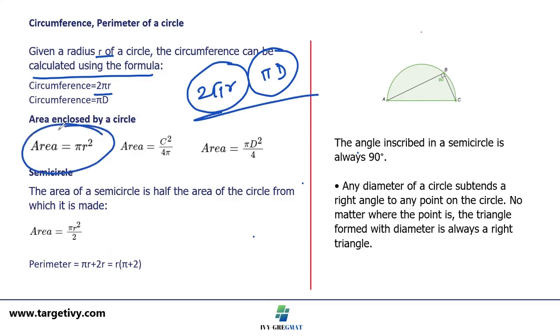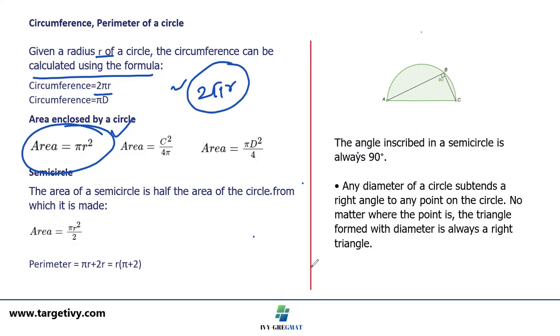Area of a circle, pi r square. You may not remember them, keep them in mind. Or this much only will do. You may not remember this. This much one must know.